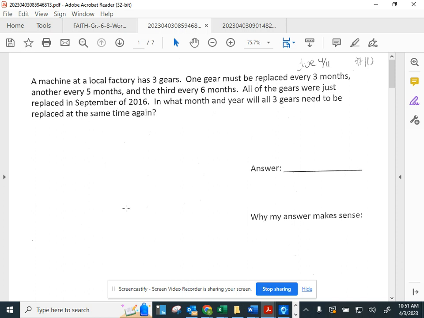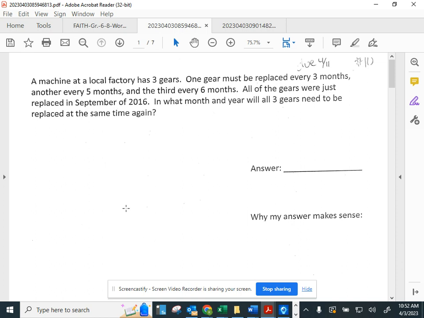A machine at a local factory has 3 gears. One gear must be replaced every 3 months, another every 5 months, and the third every 6 months. All of the gears were just replaced in September of 2016. In what month and year will all 3 gears need to be replaced at the same time again?